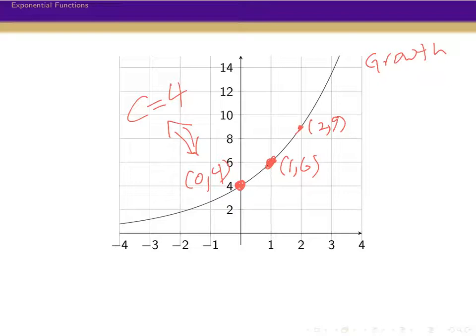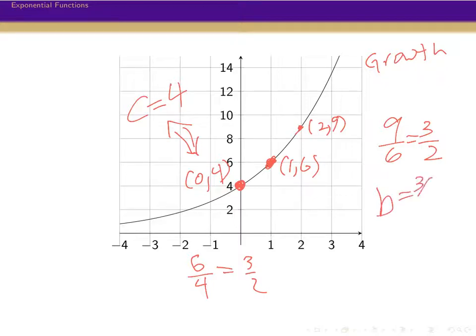So between these two terms, that would be 6 over 4, which is 3 halves. Between 9 and 6, 9 divided by 6 is also equal to 3 halves. So we have our common base. B here is 3 halves. And so our total function, C is 4. B is 3 halves, same as 1.5.